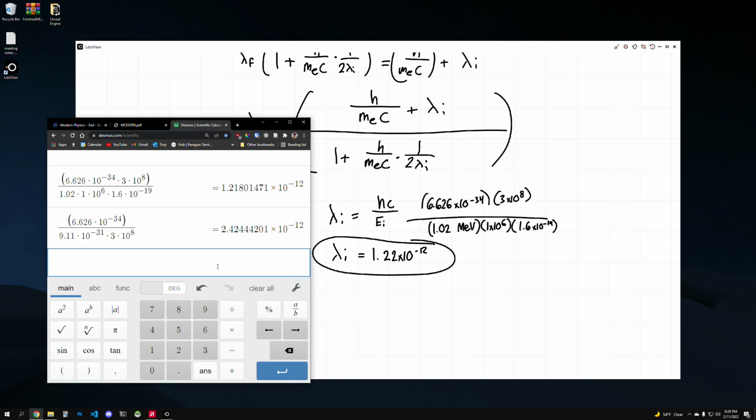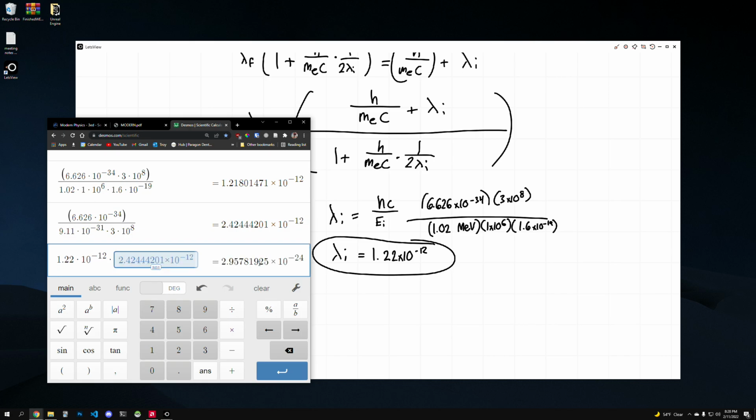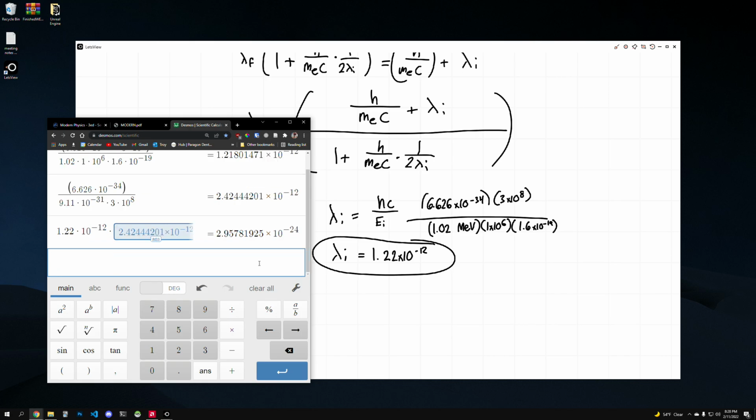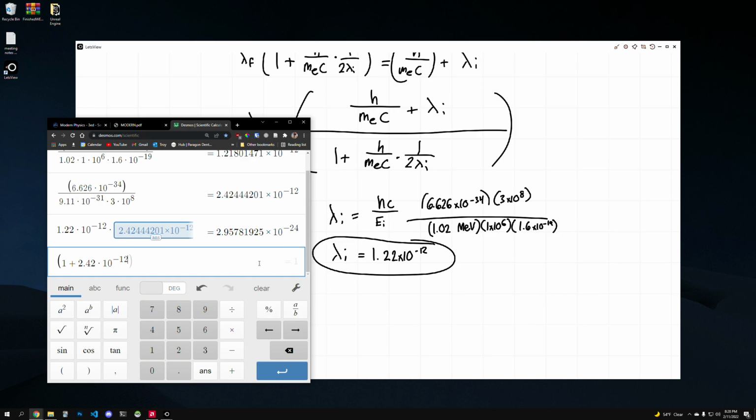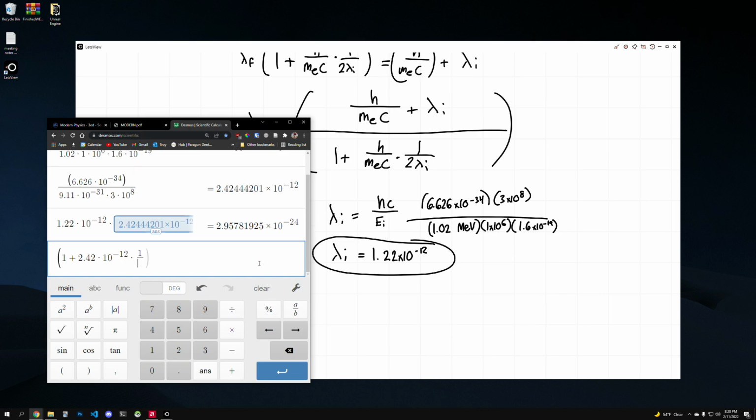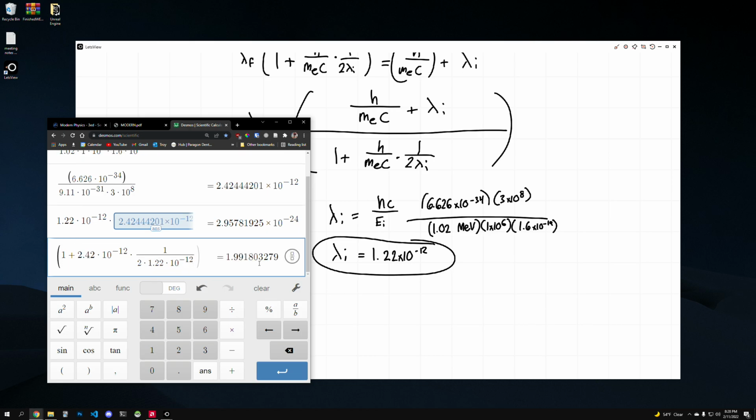So I'll solve for the numerator first, or I guess it's not even algebra, it's arithmetic. 1.22 times 10 to the negative 12 times the answer. So the numerator is equal to that. And the denominator is equal to 1 plus that constant, 2.42 times 10 to the negative 12, times 1 over 2 times our initial wavelength, which we determined to be 1.22 times 10 to the negative 12. That gives us basically 2.